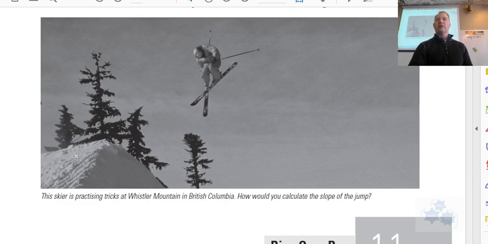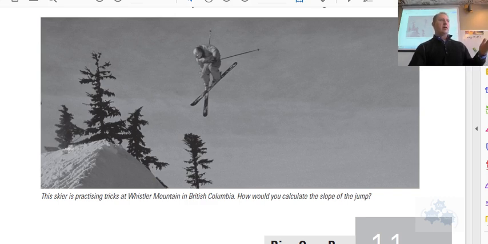Okay. I was just watching the X Games the other day, just some clips here. And our Regina boy, Mark McMorris, he won gold again. It's awesome. But anyways, they come off these ramps and they do all these flips and turns and stuff. And this ramp right here represents a slope, right?